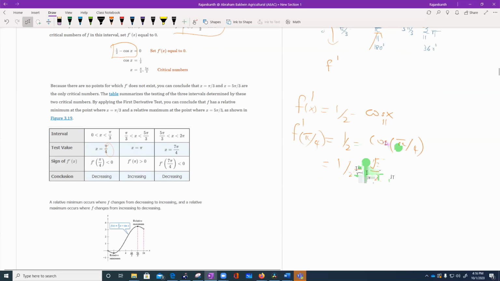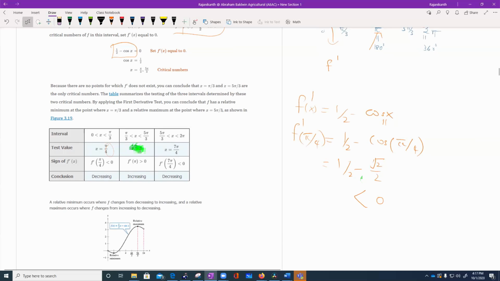Check what kind of number you get here, negative or positive number. I got a negative number. Yeah, very good. So you will get a negative number. I don't want the number, I need only the sign. So you are getting a negative value. That is why the sign of the first derivative at this interval is negative. Okay. Now go for the second test value.